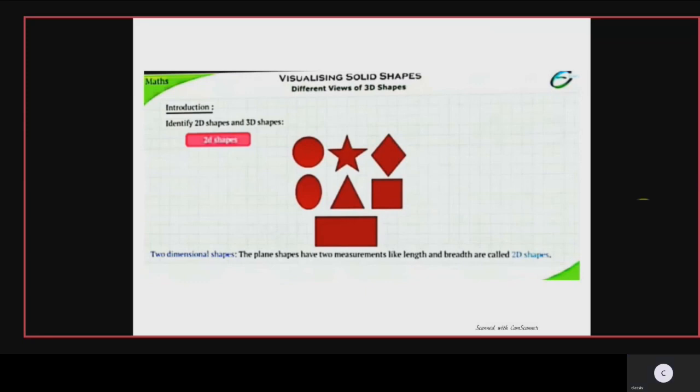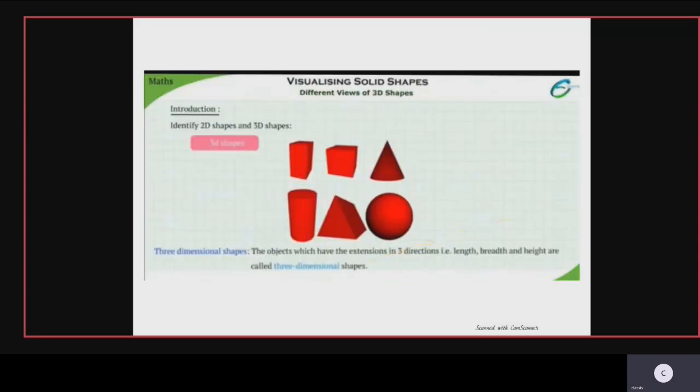Okay, then next one, 3D shapes. Draw the shapes. These are the views of the 3D shapes. Down, write the definition. Three-dimensional shapes: the objects which have extensions in three directions, that is length, breadth, and height, are called three-dimensional shapes. Okay, write the definition, children.